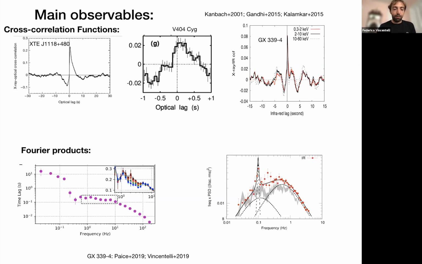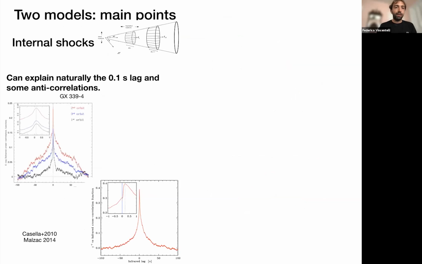And this is even more clear when we go in the Fourier domain. This is the time lag shown by Paice for MAXI J1820, not the 4, where you see two clear components at low frequency and high frequency. But you can also, for example, study the power spectrum of optical and infrared, and for example, measure QPOs and lag delays with the X-rays. So the two main scenarios have main features that explain some of these observables better.